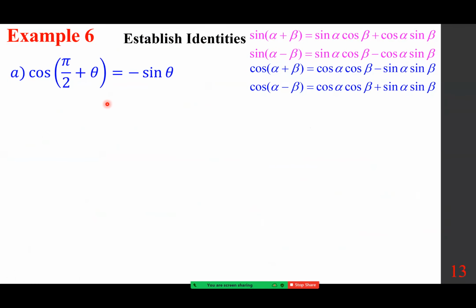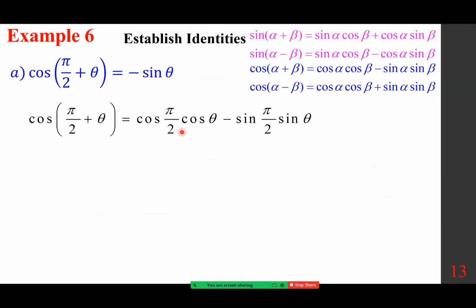We want to establish this identity, so most of the time we start from the most complicated side. In this case it is the left-hand side, and we're going to expand that. So we get cosine of pi over 2 cosine theta minus sine of pi over 2 sine theta. As you know, cosine of pi over 2 is 0. Sine of pi over 2 is 1. So this goes to 0. This becomes minus sine theta, and that's a proof.